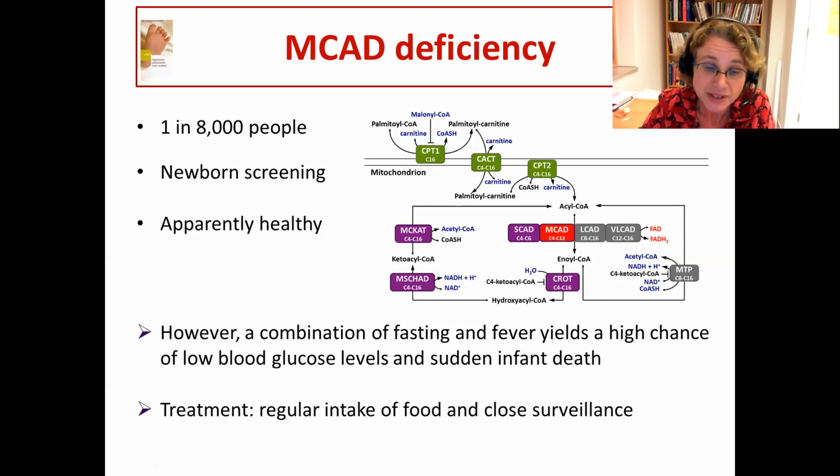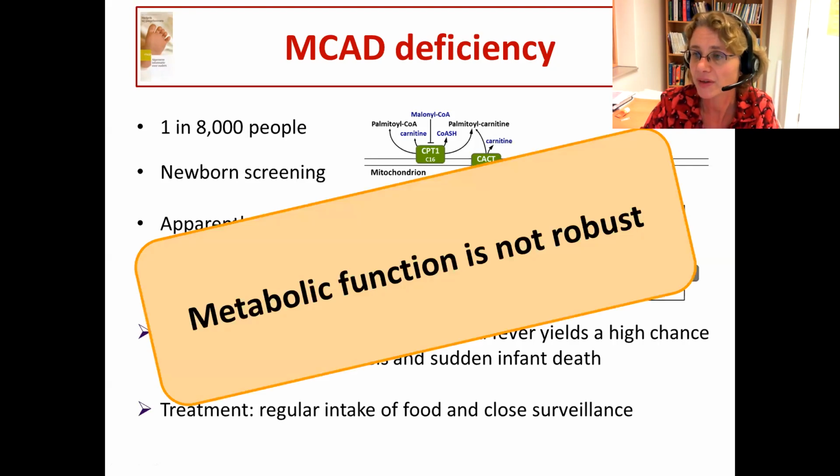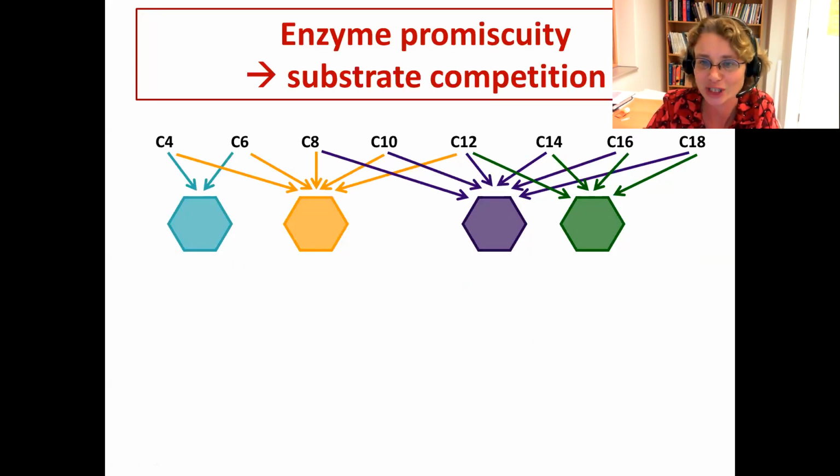The treatment is simple, so if you get them from the newborn screening and if you have them early enough, a regular intake of food and close surveillance under disease conditions like fever is usually sufficient. But somehow their metabolism is not robust. It can function most of the time, but a trigger can break it down. And we want to understand this robustness. And I think this is a systems biology question.